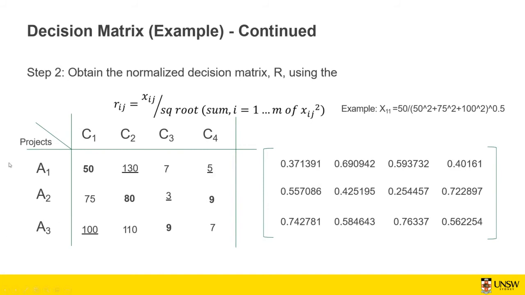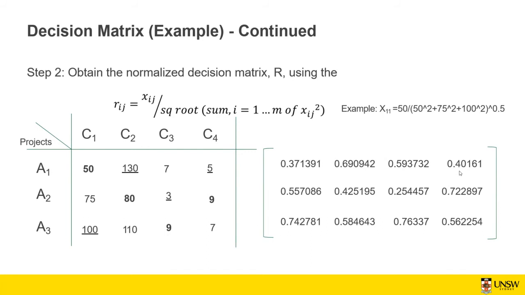If you look at the same numbers, 50 and 5, when normalized, you can see that A1C1 is going to be 0.37, but A1C4 is going to be 0.4. So actually, the normalized factor for A1C4 is higher than A1C1. But if you don't do the normalization, it gives you an error because it shows that A1C1 has a higher number compared to the 5.